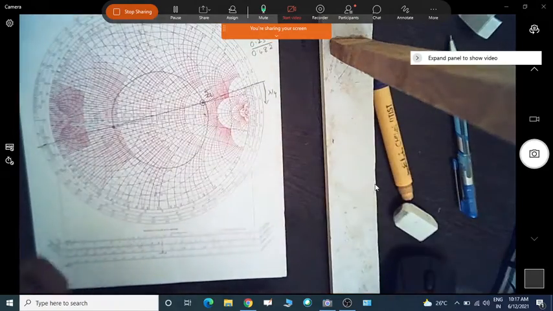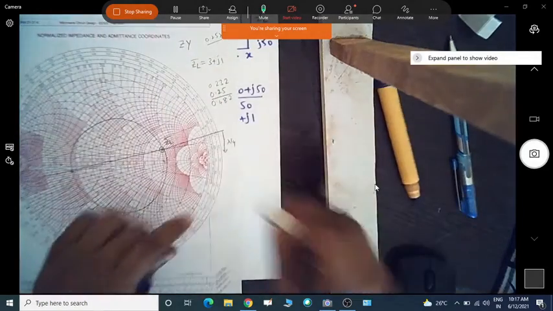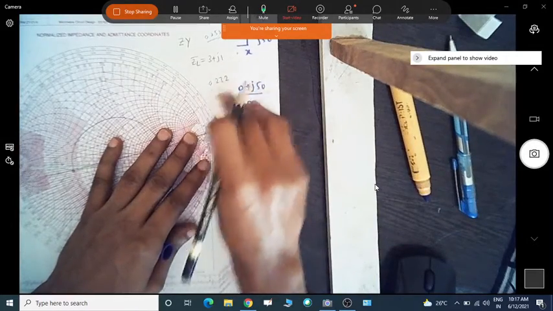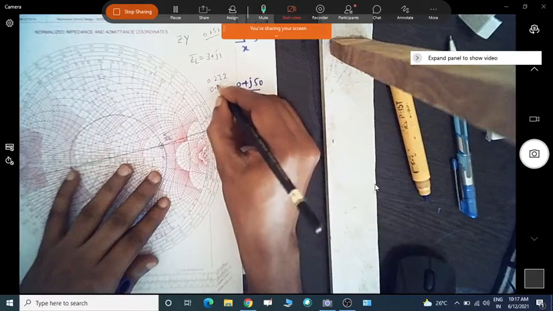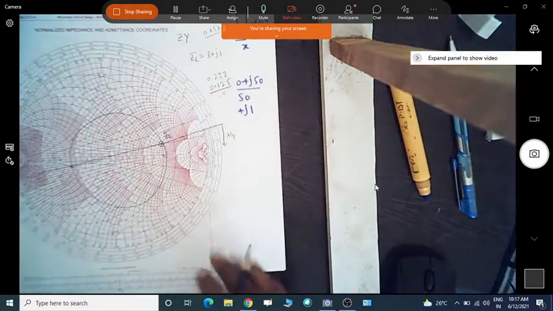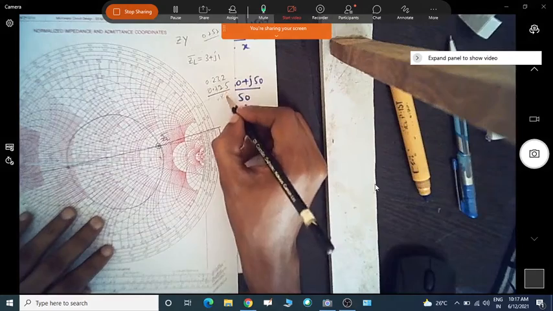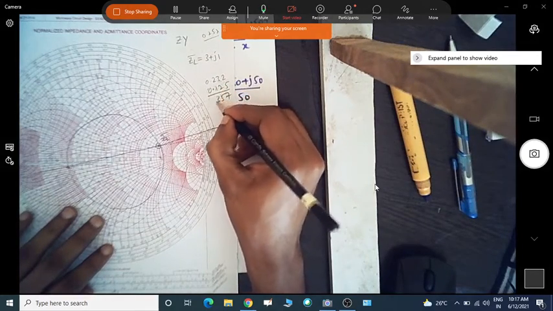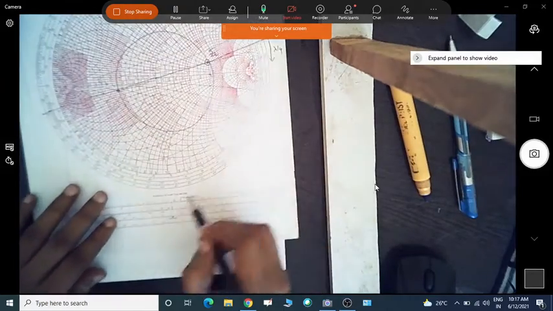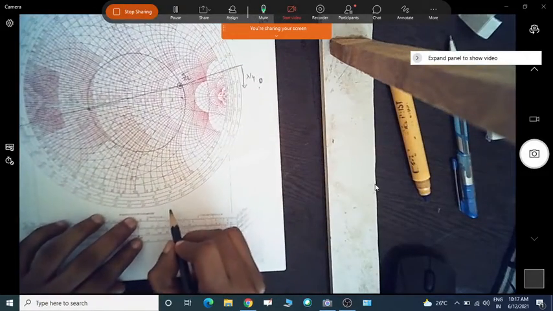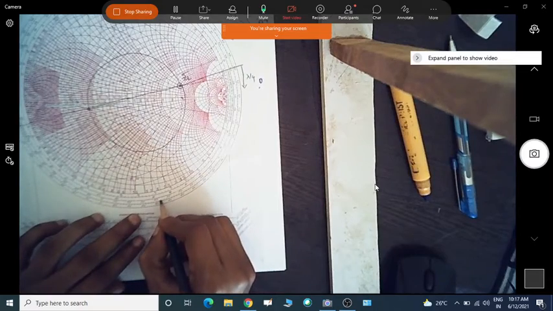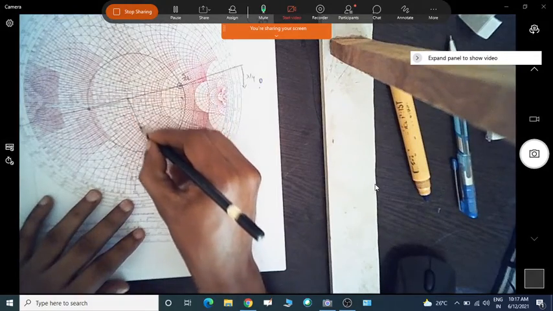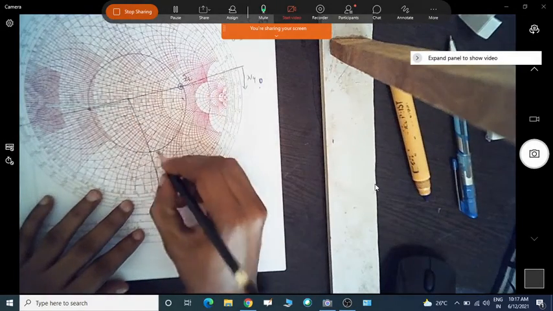So lambda by 8 means it is 0.125. You can take that as the length of the line, lambda by 8. Now we can find out the input impedance value. Take 0.357, and you can draw the circle. Somewhere here you are going to get the impedance value, that is Z in bar.